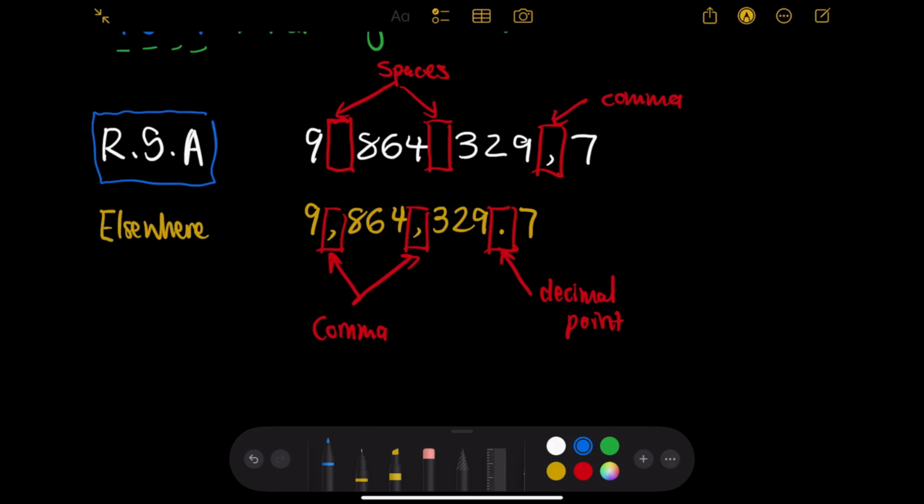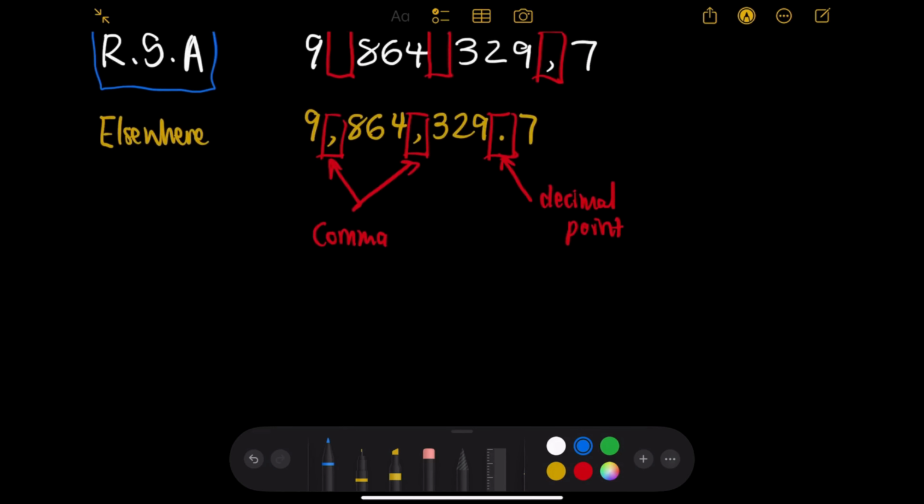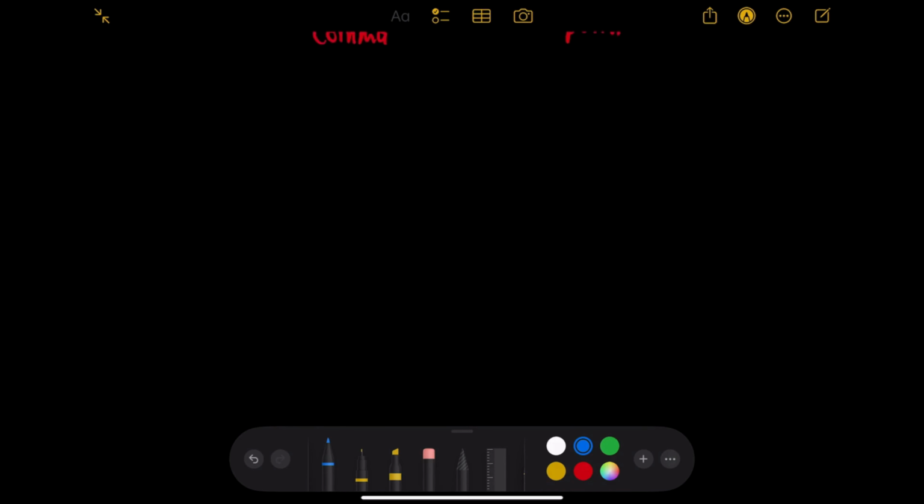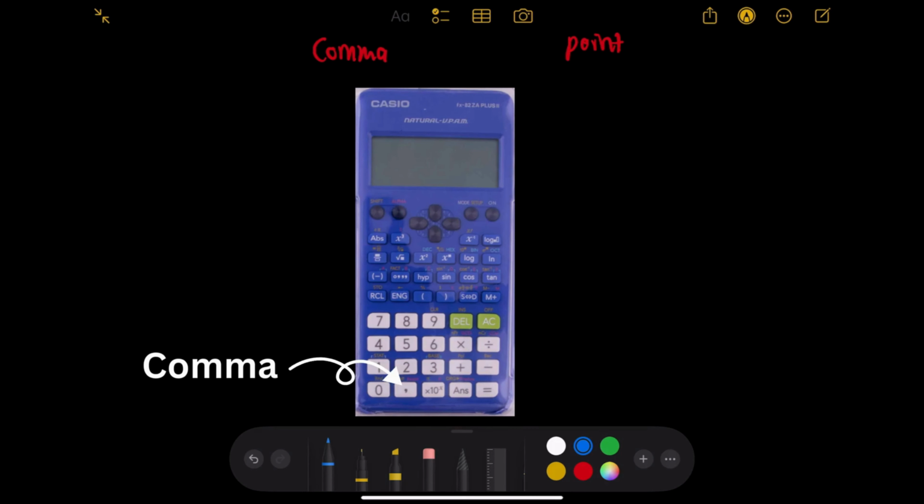What's also important to note is that within our South African prescribed calculators, the decimal number is indicated by a comma, as we can see on our screen.